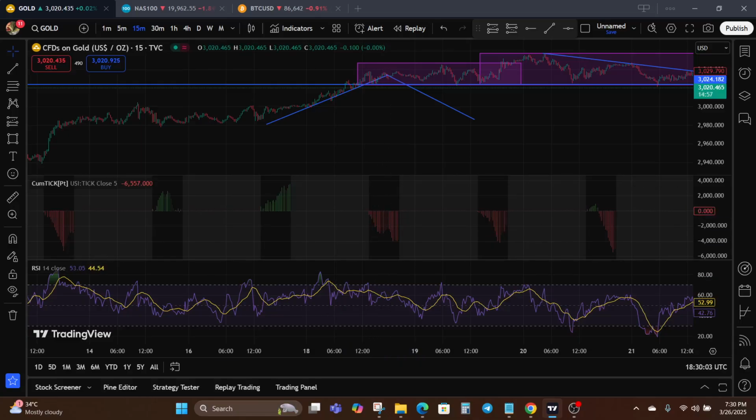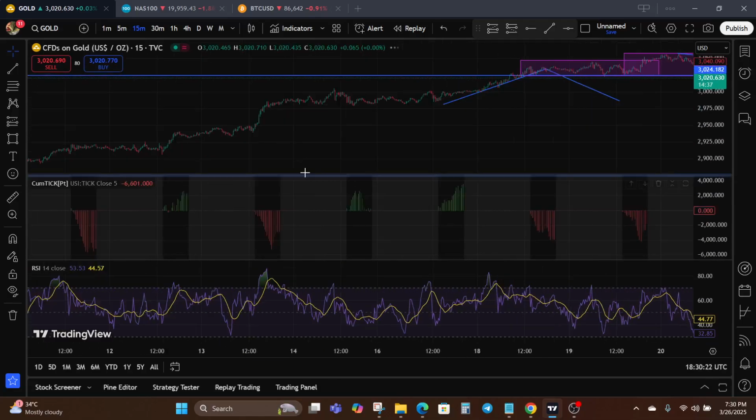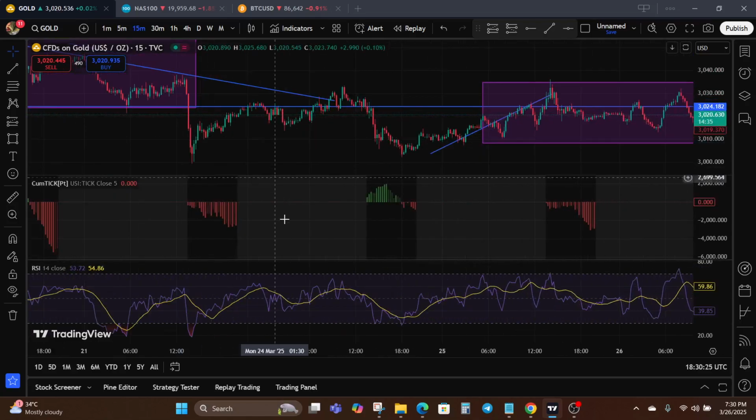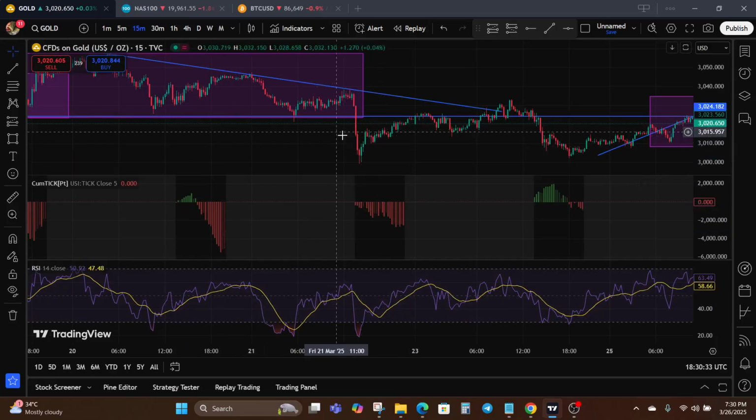So to make the most of the cumulative tick indicator, it's important to understand how to interpret its data properly, right? A sharply rising cumulative tick indicates that the market is experiencing strong buying pressure, which could indicate that the current trend will continue. On the other hand, a sharply falling cumulative tick shows strong selling pressure, signaling that the market may be heading for a bearish reversal. So understanding these shifts and the degree of movement in the cumulative tick can help you make timely decisions and avoid getting caught in false breakouts.